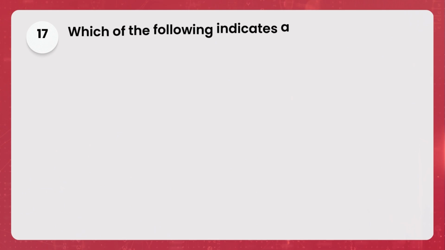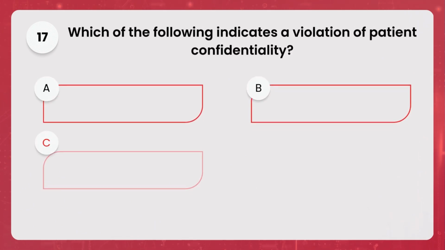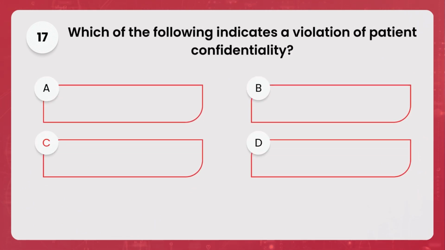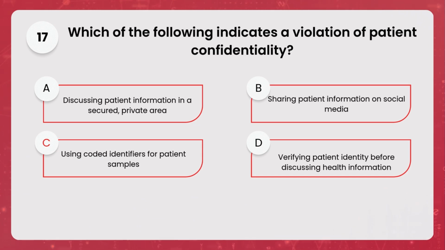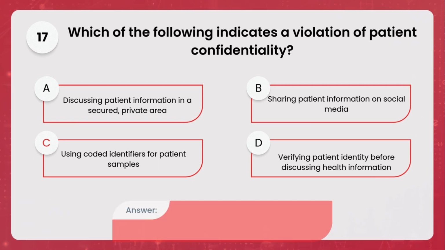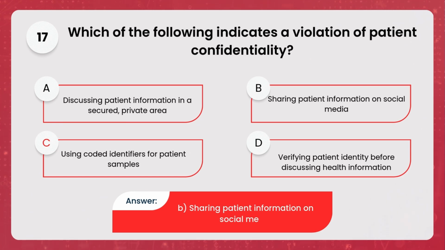Number 17. Which of the following indicates a violation of patient confidentiality? A. Discussing patient information in a secured private area. B. Sharing patient information on social media. C. Using coded identifiers for patient samples. Or D. Verifying patient identity before discussing health information. The answer is B. Sharing patient information on social media.